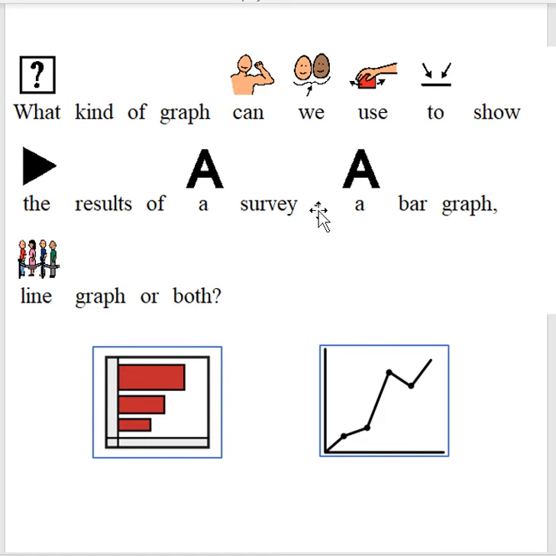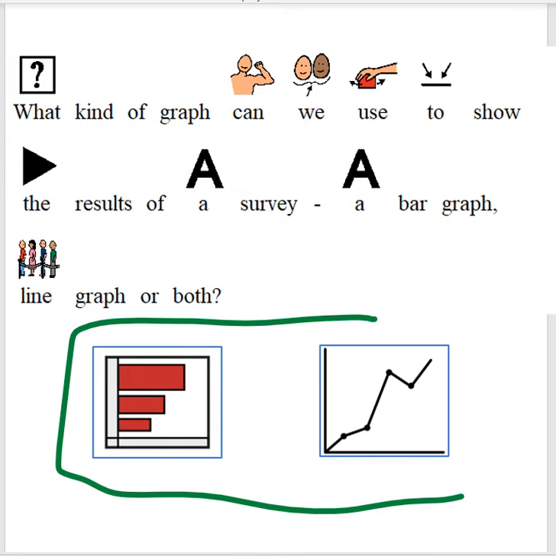Our survey, for example, could be, do you prefer hot dogs or hamburgers? And we would then go and survey multiple people so that we have multiple sources of data. And we want to put all of the data that we collect together. So would we be using a bar graph to show our data, our results, or would we use a line graph, or would we use both? The answer is both. We could use both of these types of graphs to show our data.